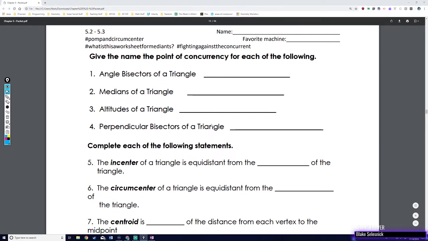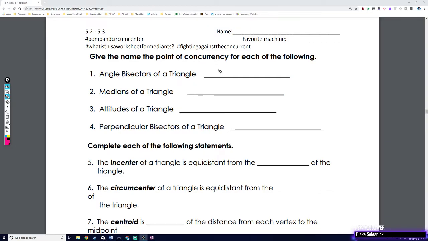Again, this is the part that I'm talking about, though, that should just be like, hey, who wants free points? Get your free points. Who wants free points? Get them while they're hot. Angle bisectors of a triangle. Where's the point of concurrency? Incenter. The medians. I was about to say altitude is orthocenter.